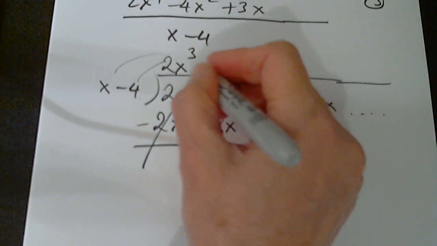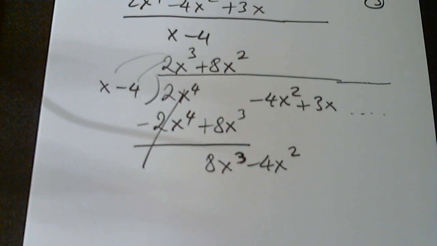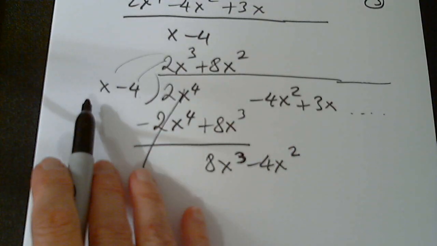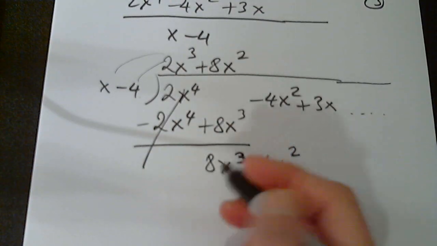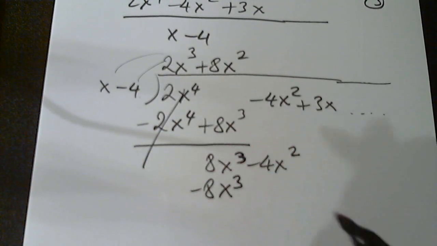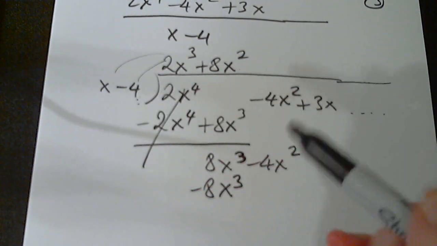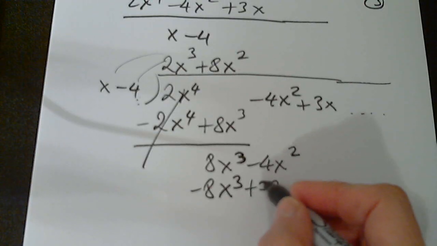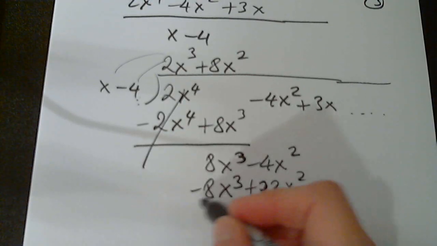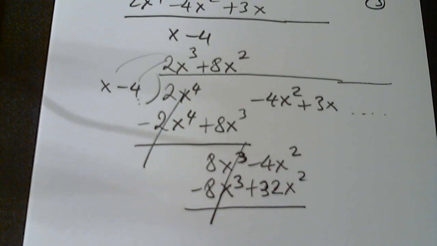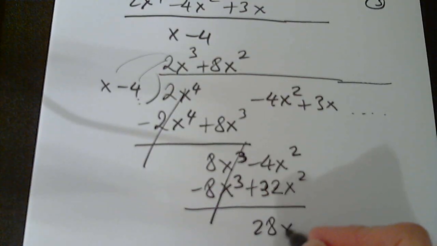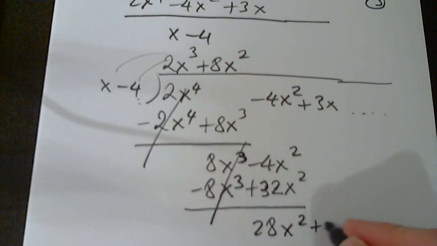X times what is 8x squared? X cubed is positive 8x squared. 8x squared times x is positive 8x cubed, but I have to subtract. 8x squared times negative 4 is negative 32x squared, but I have to subtract. When I subtract a negative number, I get a positive. When I subtract a positive number, I get a negative. Perform the operations I see. Bring down the next in line.